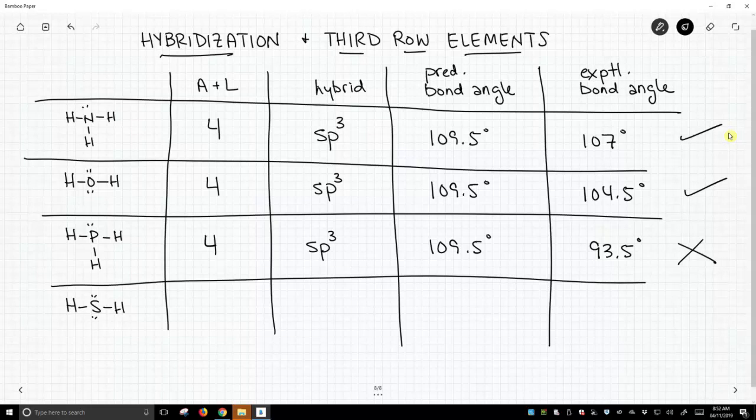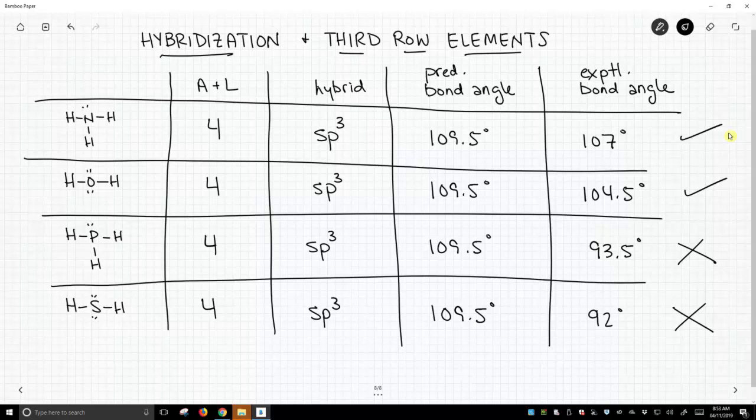Something is wrong here. How about hydrogen sulfide, H2S, our last molecule? Sulfur is directly below oxygen on the periodic table. It's a third row element. Again, if we did our usual counting method, 2 attached atoms and 2 lone pairs, it's a total of 4. sp3 hybridized, we would predict 109.5. What is our observed bond angle, or experimental bond angle? It is approximately 92 degrees. That's not a good match.